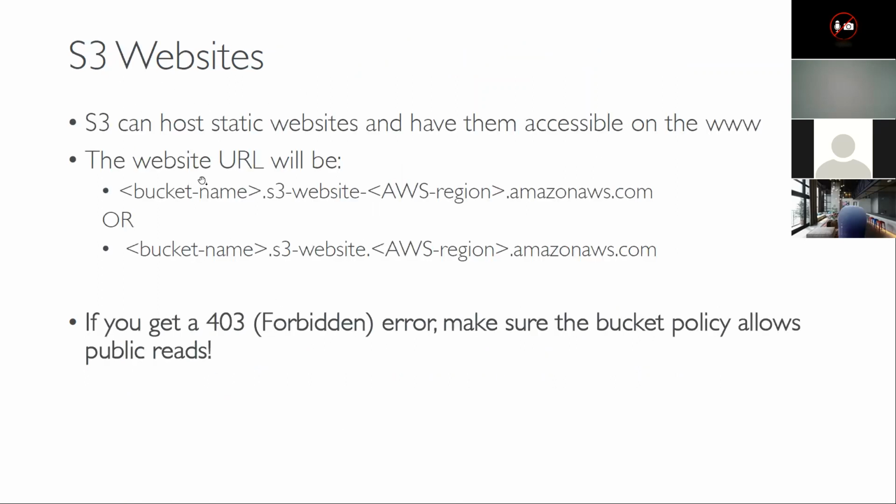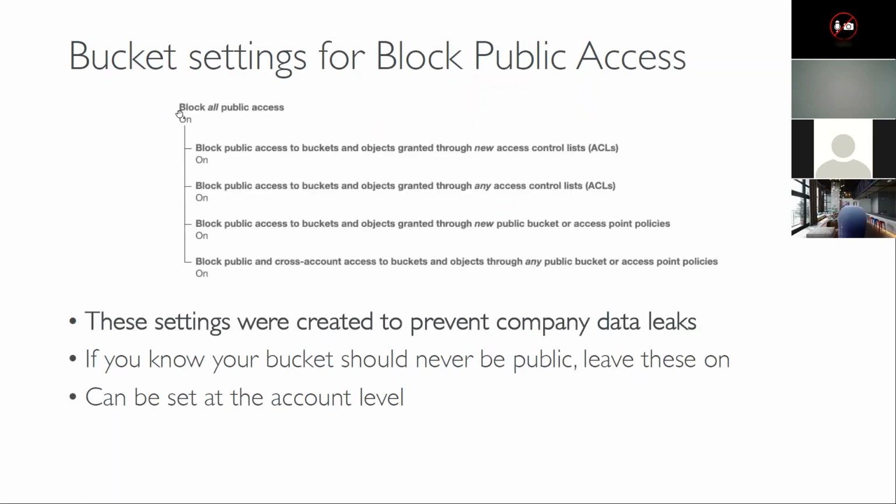So an S3 website can be accessed using your bucket name, let's say Nexus, .s3-website-whatever region, let's say us-east-2, .amazonaws.com. So that's how you access it. If you see a 403, you forgot to make it public.